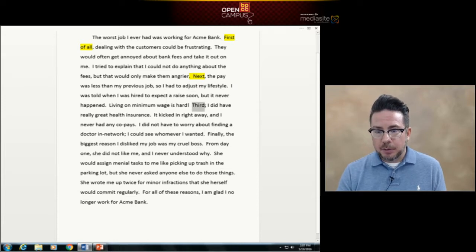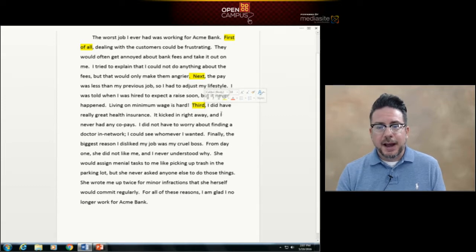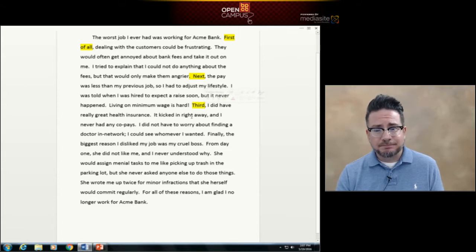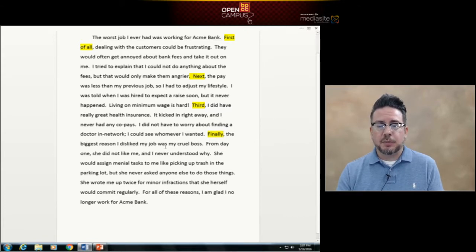Then we have a third point here. We have the transition word third. And this says, I did have really great health insurance. They never had any co-pays, and they could see whatever doctor they wanted. Okay. So what's the last supporting point? We have a transition word here. Finally, the biggest reason that they disliked their job was their cruel boss. And they give some reasons why the boss was cruel. So those are our supporting points.